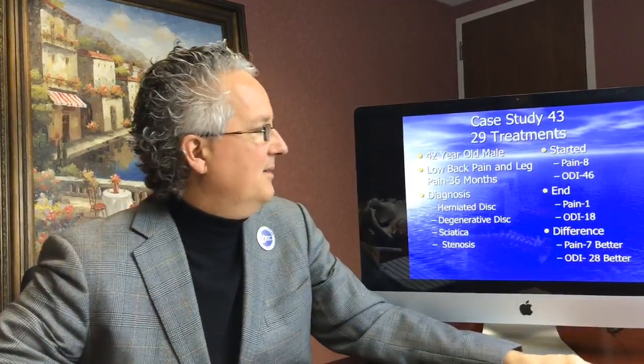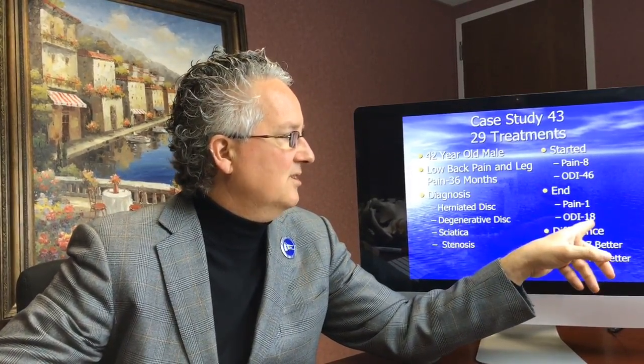49-year-old female, 12 months. Had it for a year. Same thing. Stenosis, what we're looking at. Pain, 7. Oswestry, 64. Went down to a 0 and an 18. How much better? 7 and 46. Okay. Same thing. 42-year-old male. Pain, an 8. Oswestry, 46. Pain, a 1. Oswestry, 18.